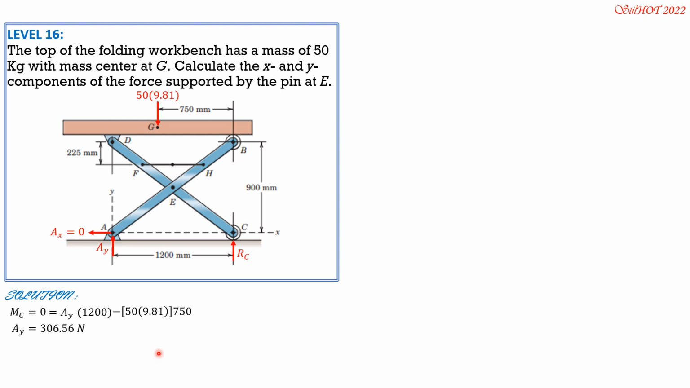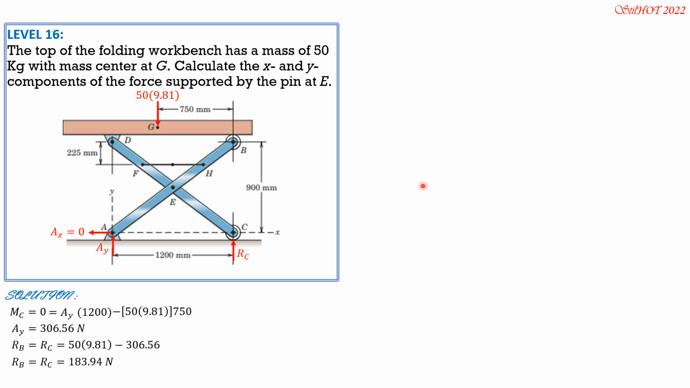It is equal to 306.56 newtons. Then if we draw the free body diagram of the upper folding workbench, the reaction at B will be the same as the reaction at C. The vertical reaction at D is also the same. So therefore, RB equals RC equals 50 times 9.81 minus AY, which is 306.56. So R sub B equals R sub C equals 183.94 newtons.